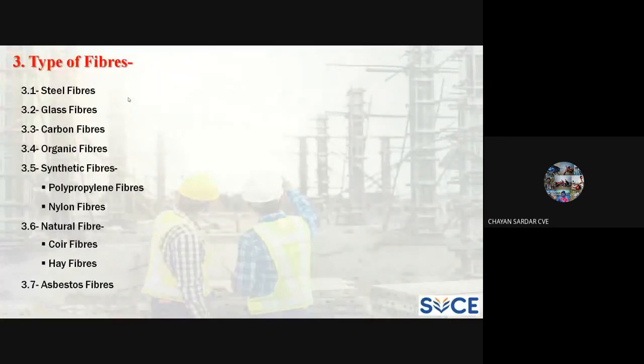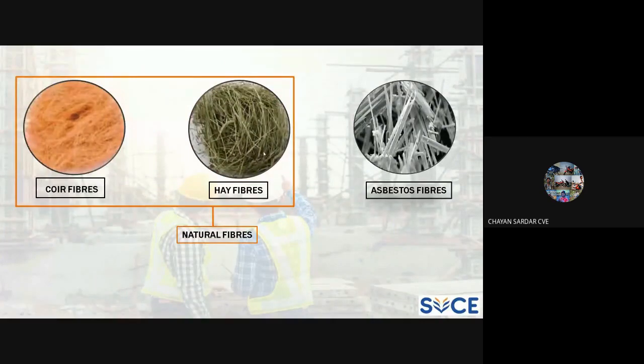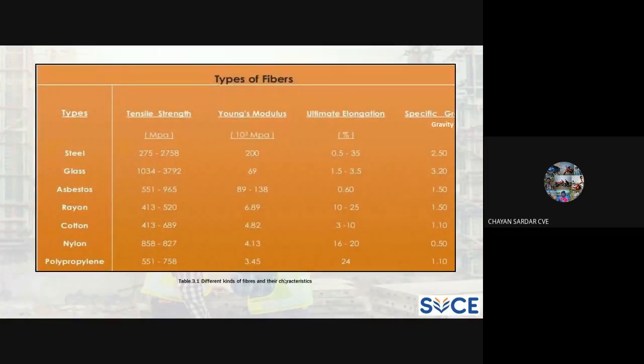Now coming to types of fibers, there are types of fibers: steel, glass, carbon, organic, synthetic. In synthetic, we have polypropylene and nylon fibers. Whereas natural fibers, we have coir, hay fibers, and then asbestos fibers. These are the pictures: steel fibers, glass fiber, carbon fiber, nylon fibers, polypropylene fibers, and these two combined are known as synthetic fibers. The natural fibers are hay fibers and coir fibers, and then another one, asbestos fibers. And these are the different kinds of fibers and their characteristics.